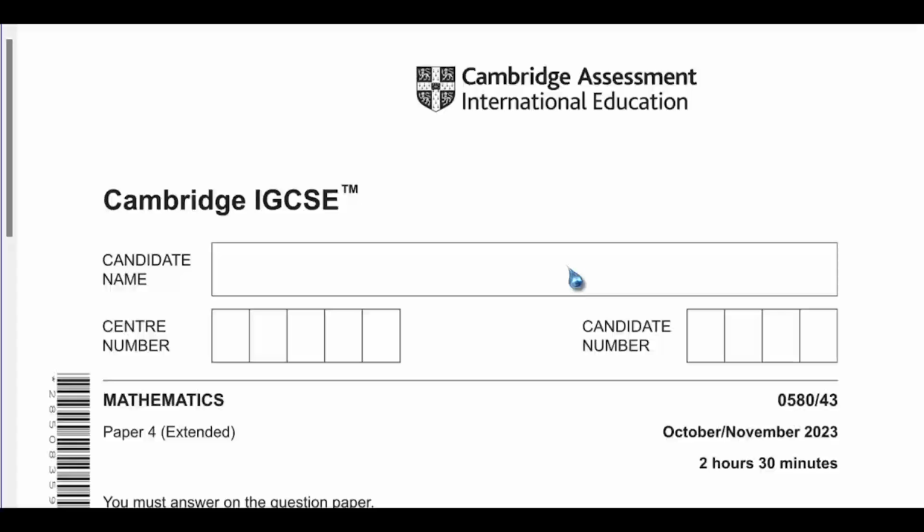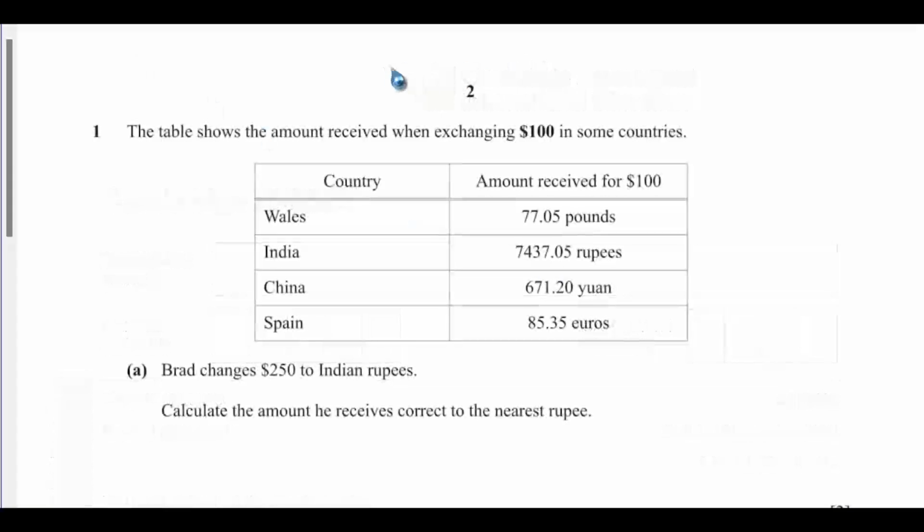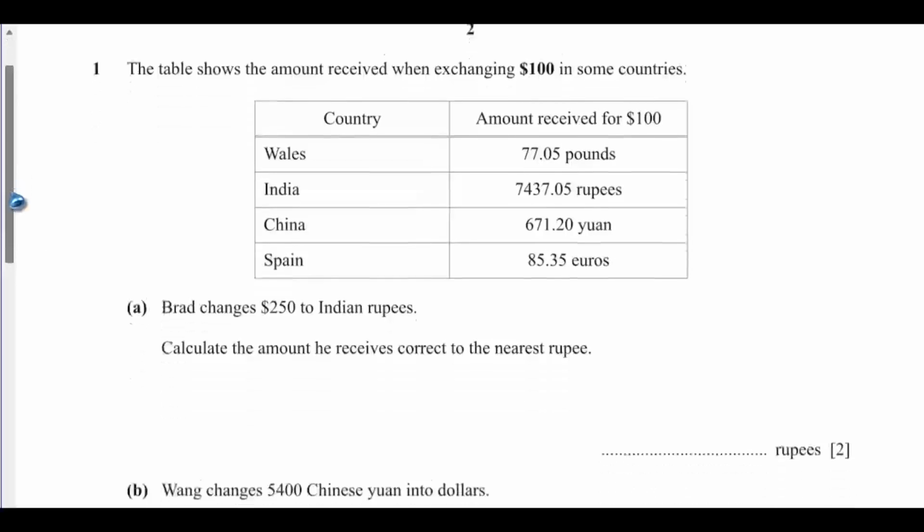Let's jump into the first one. Question 1. The table shows the amount received when exchanging $100 in some countries. A. Brad changes $250 to Indian rupees. Calculate the amount he receives correct to the nearest rupee.